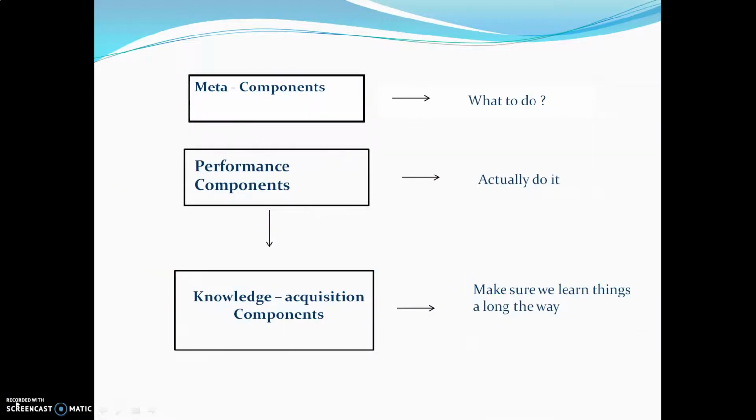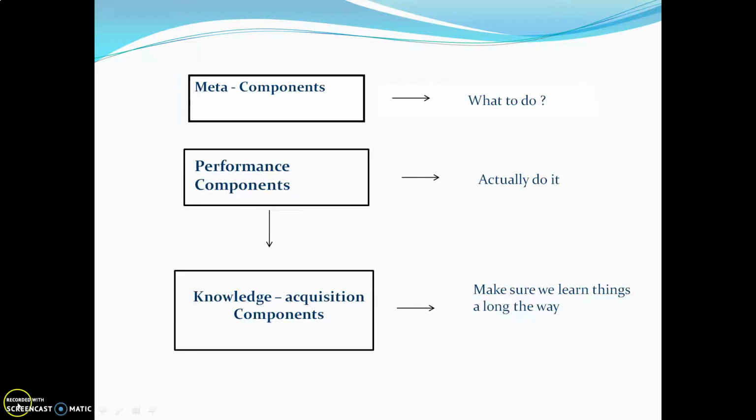This chart gives us more idea about different subcomponents. The first one is meta components, the second one is performance components, and the third one is knowledge acquisition components. Sternberg explained the information processing theory based on these three components. And the first component is meta components.